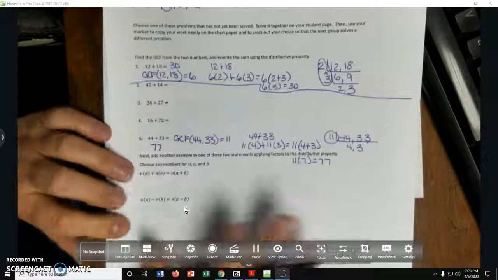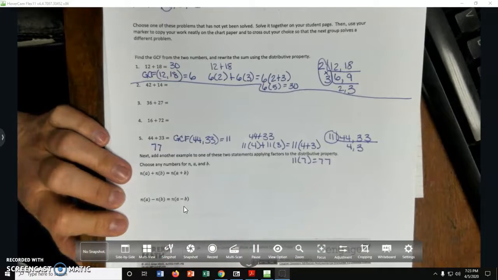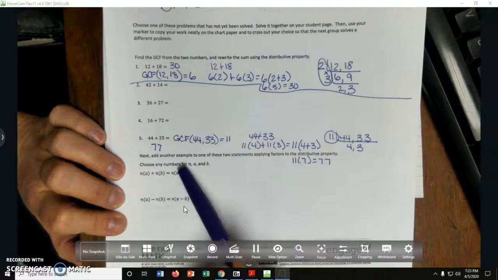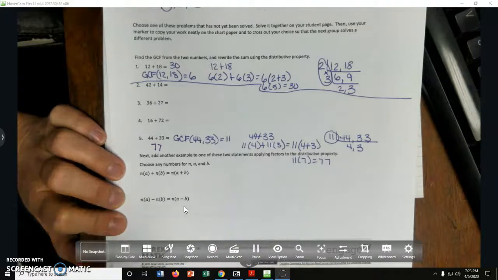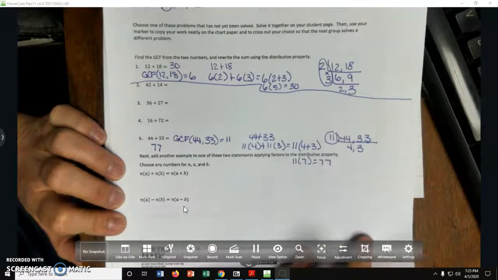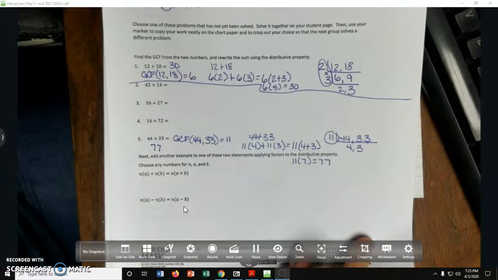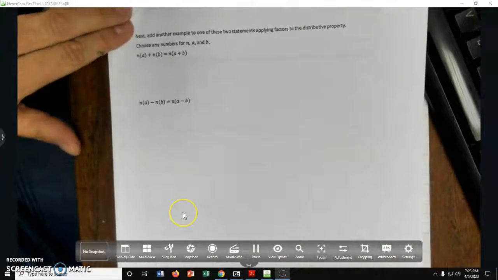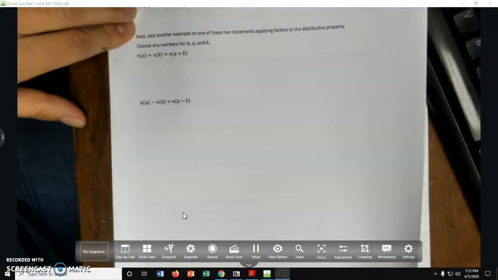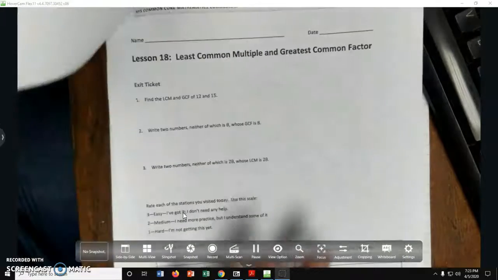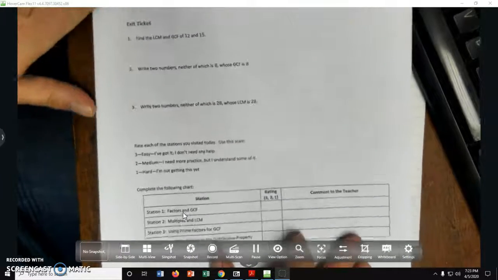Okay. Down here it says, next add another example to one of these two statements applying factors to the distributive property. Choose any numbers for n, a, and b. Any numbers that you want to plug in there, there you go. So there's an adding one and a subtracting one. Over here, same thing as the other page. And then here is your exit ticket. Prove to me what you know.